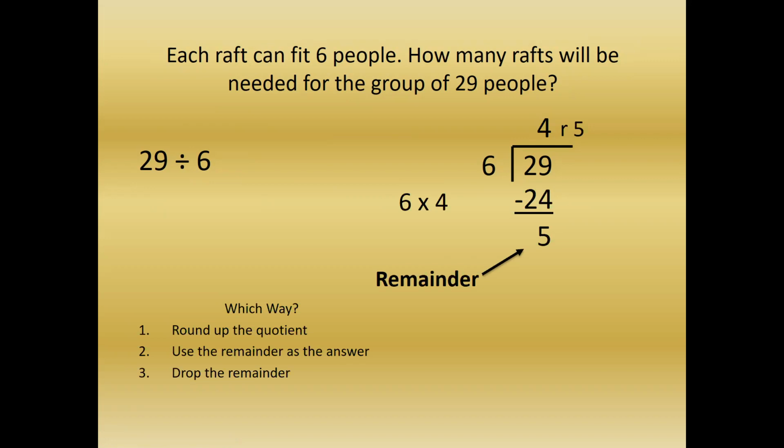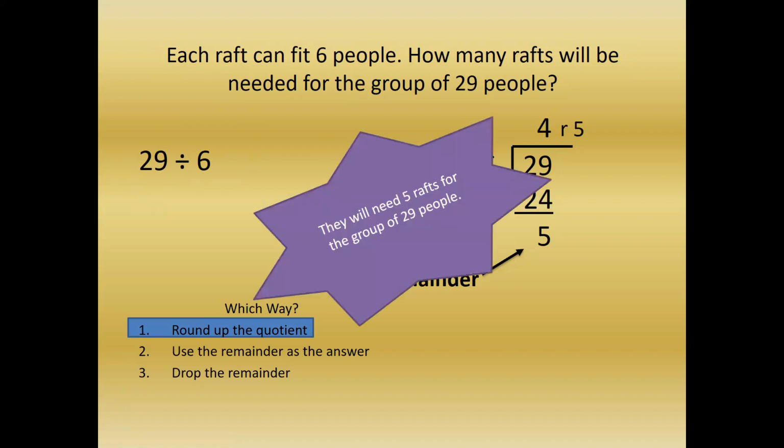So now which way would we be using the remainder? Would we round up the quotient? Would we use the remainder as the answer? Or would we drop the remainder? So think about this for a second. We have 4 full rafts of 6 people each, and then we have 5 people left over. So what would we do? How many rafts will be needed for the group of 29 people? So we'd round up the quotient. So that means our 4 becomes a 5. So they would need 5 rafts for the group of 29 people.